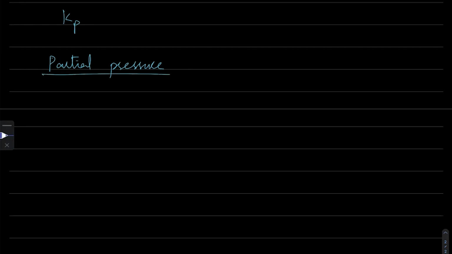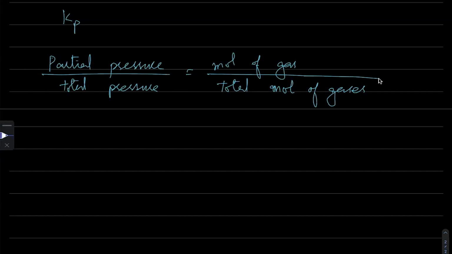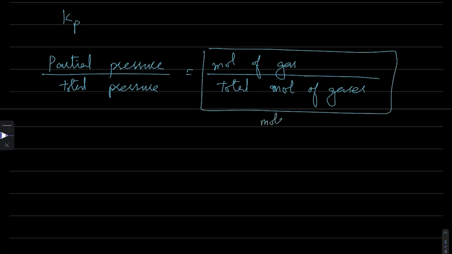Partial pressure compared to total pressure is the same as moles of one gas compared to total moles of gas that you have. For all the gases in a mixture, you figure out their total moles, and then the moles of nitrogen, moles of oxygen, moles of carbon dioxide. And this thing is basically called mole fraction. It's the fraction of that particular gas compared to the total moles that you have. So mole fraction is equal to the partial pressure of that gas divided by total pressure.